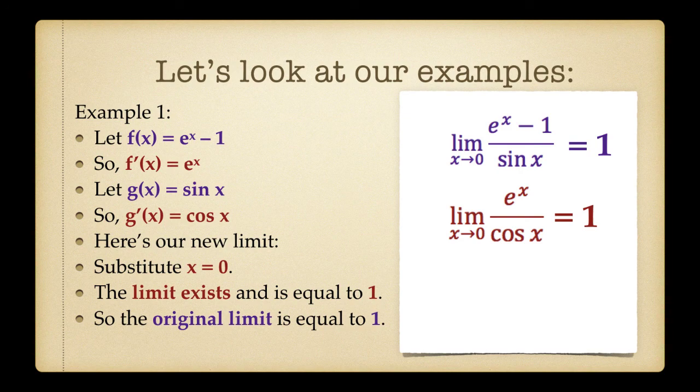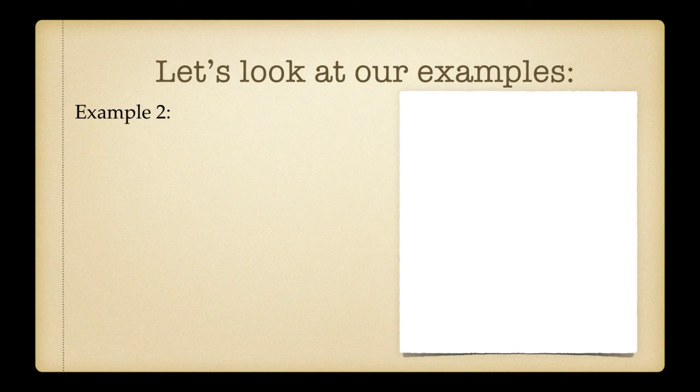If the first derivative doesn't work, you can use the second derivative and so on until something works. All right, here's the second example. I have natural log of x over 1 minus x, and remember that didn't work. That gave me 0 over 0.